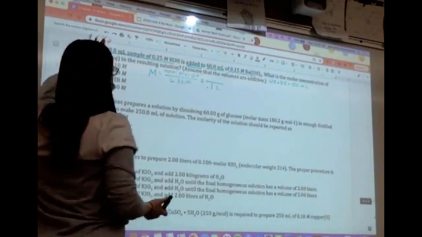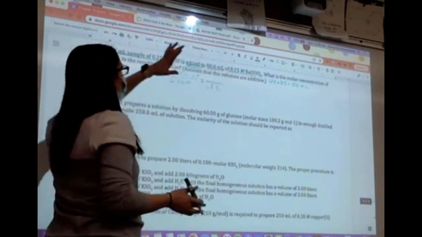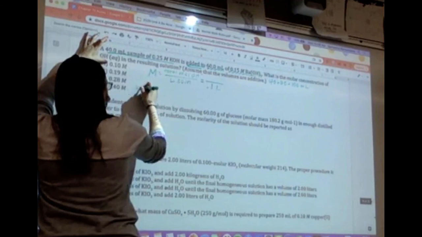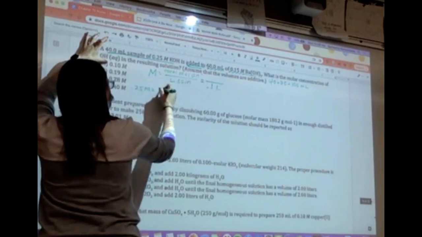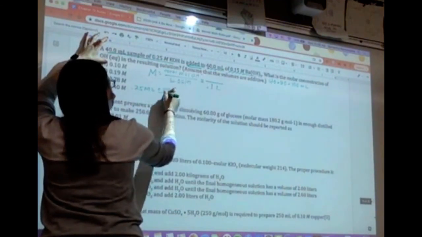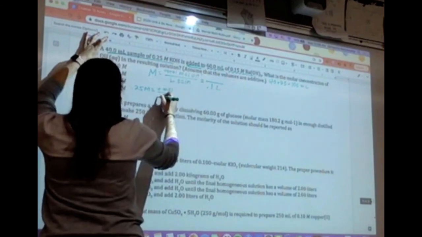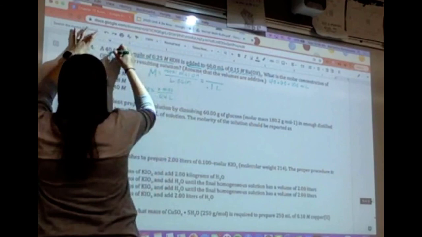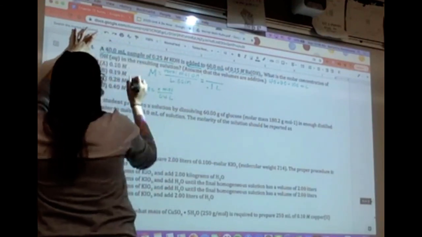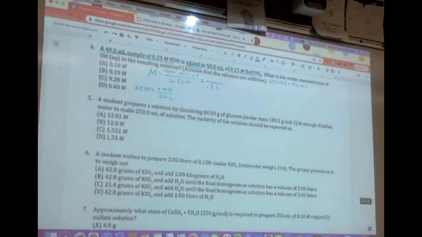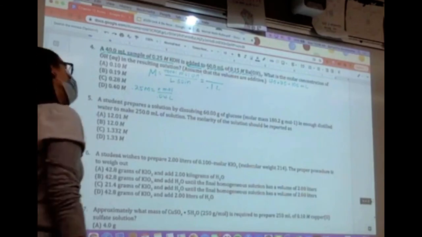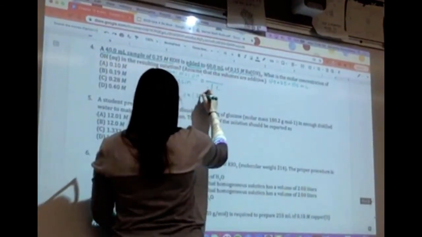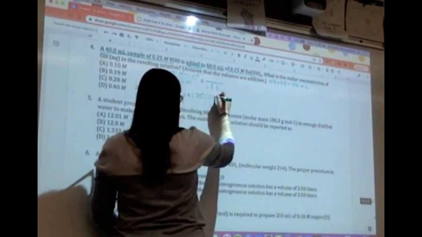Now we need to figure out the total moles of OH minus. So I'm going to look at KOH and Ba(OH)2 separately. I'm going to start by looking at KOH. So 0.25 molar is X moles over 0.04 liters. So if I solve for X, I get 0.25 times 0.04.